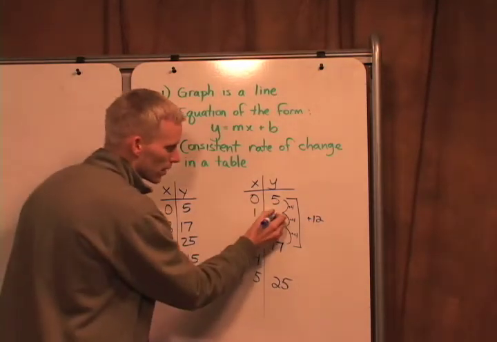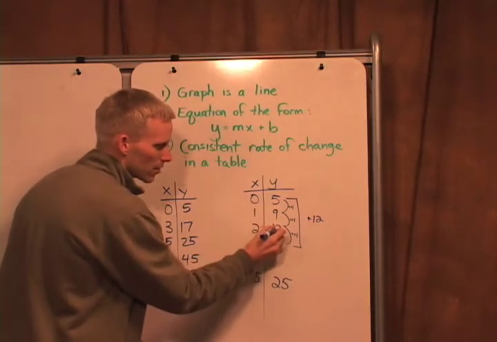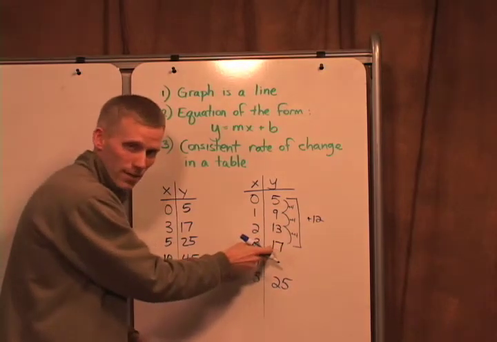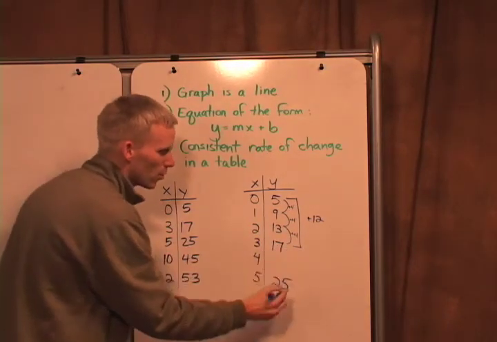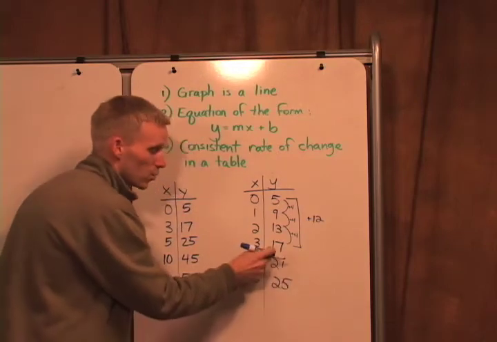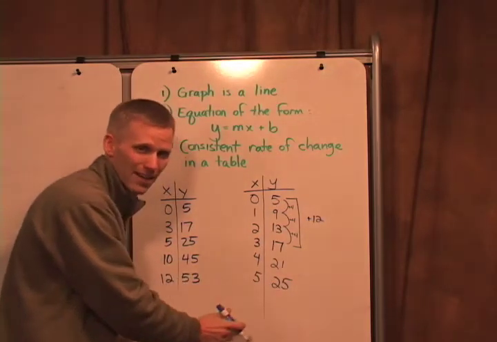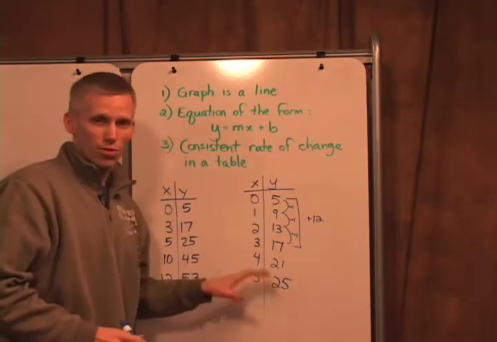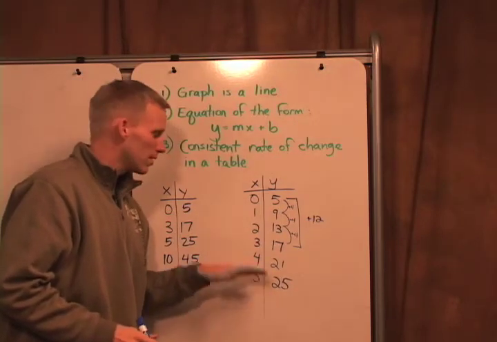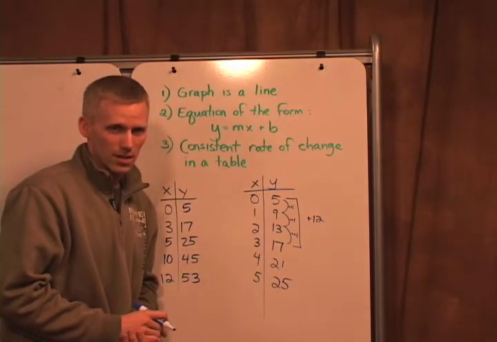So I'll add 4, that gives me 9, gives me 13. 13 plus 4 is 17. I'll add another 4, that gives me 21. 21 plus 4 is 25. Now, this isn't definitive proof, but it is a pretty good indication that we have ourselves a linear function.